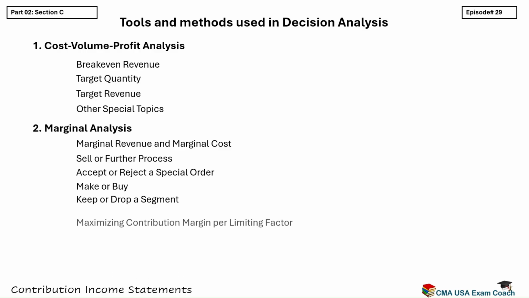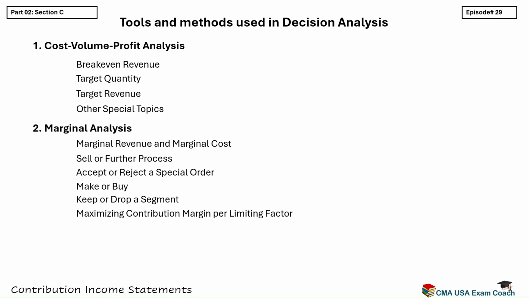6. Maximizing contribution margin per limiting factor. In real business situations, companies often face constraints, like limited labor hours, machine time, or materials. When resources are limited, we use marginal analysis to prioritize products that give the highest contribution margin per unit of the constraint. This ensures the company makes the most profit possible from scarce resources.